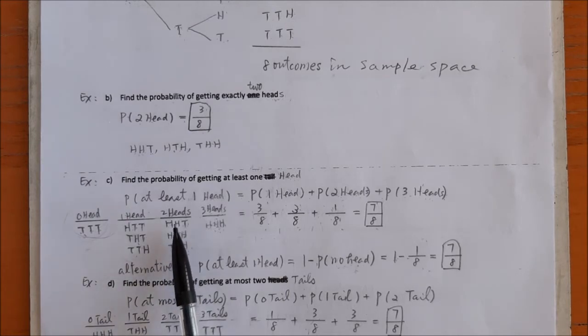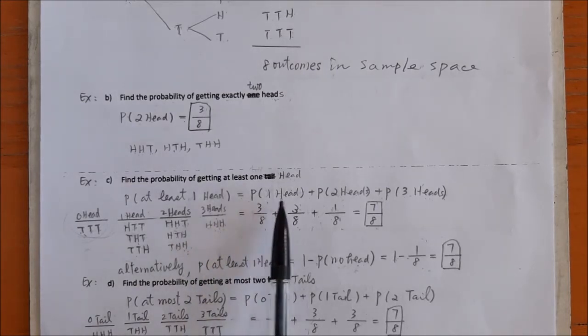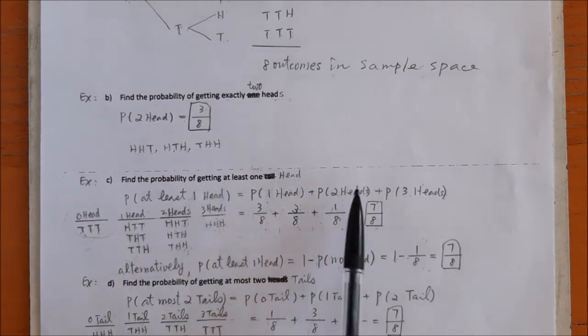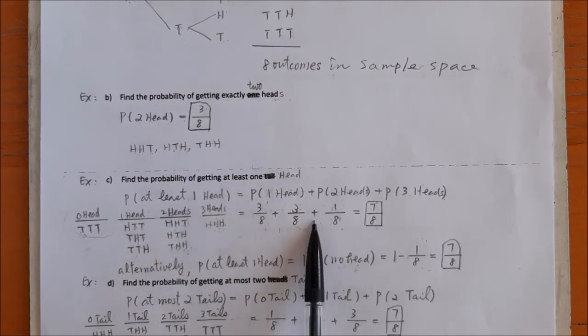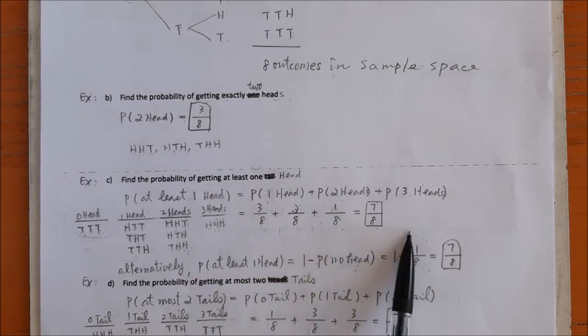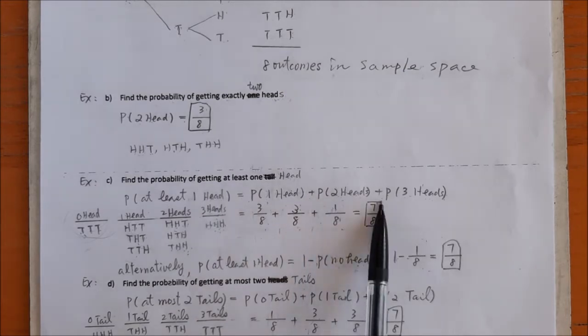2 heads: head, head, tail, or head, tail, head, or tail, head, head. Those 3 outcomes are exactly 2 heads. 3 heads, they are all heads: head, head, head. So probability of 1 head has 3 outcomes, so 3 out of 8. Probability of 2 heads has 3 outcomes, 3 out of 8. Probability of 3 heads is 1 outcome, 1 out of 8. Add together, denominator is 8, numerator 3 add 3 add 1 is 7, so 7/8.